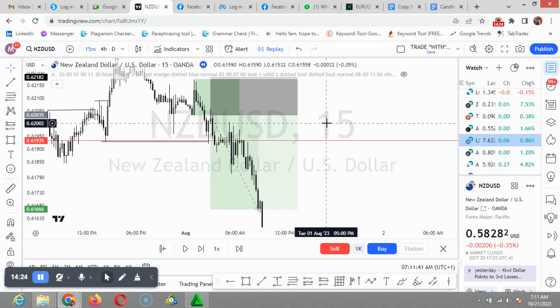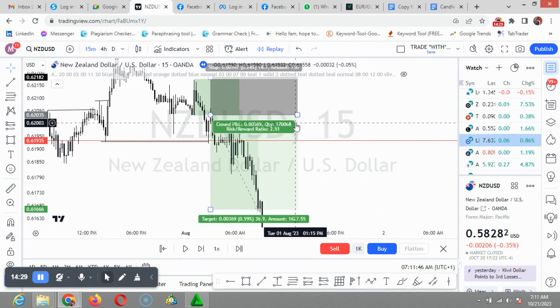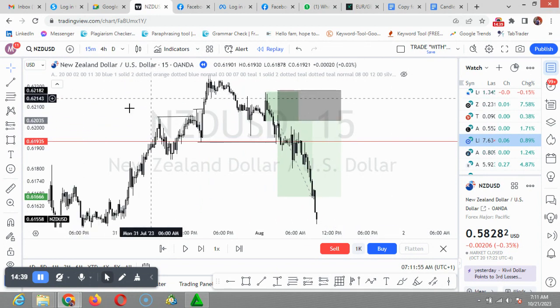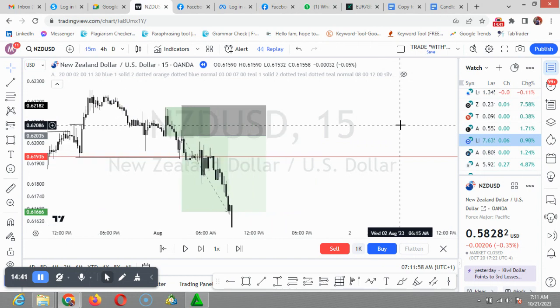I hope this makes sense. So this is how you mark your supply zone. I hope this is clear. You have to watch this over and over until you understand the concept. It is pretty simple and straightforward. Just apply the rules.